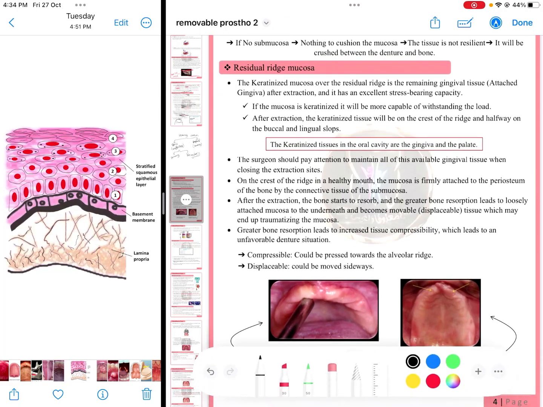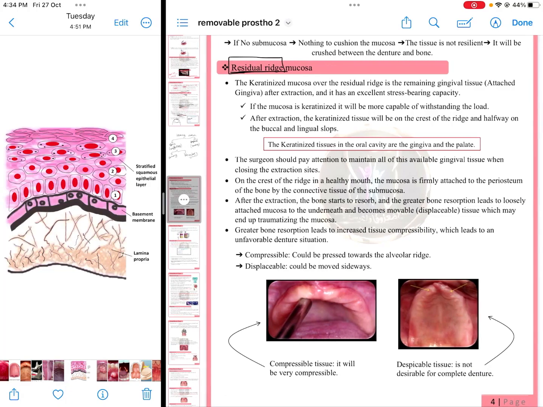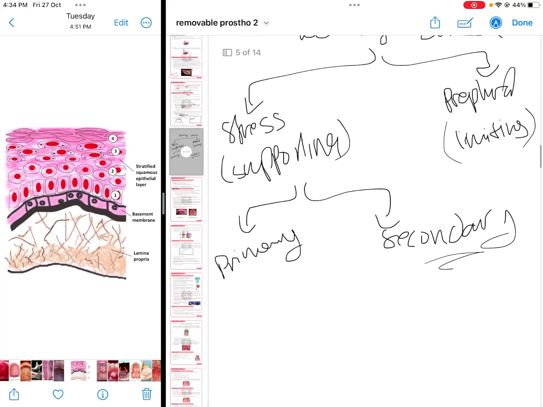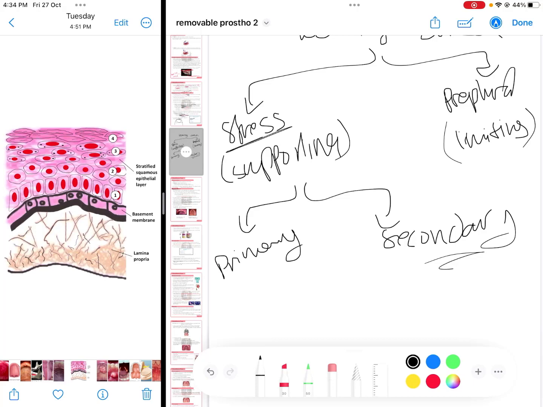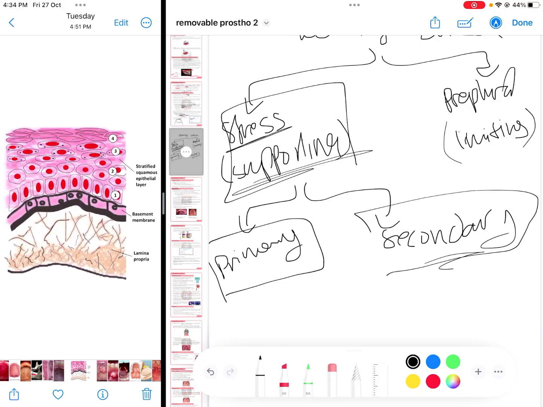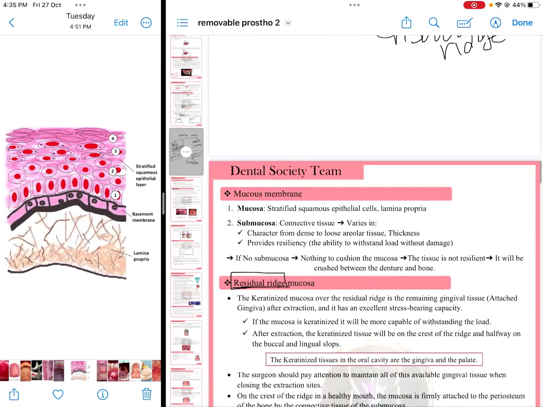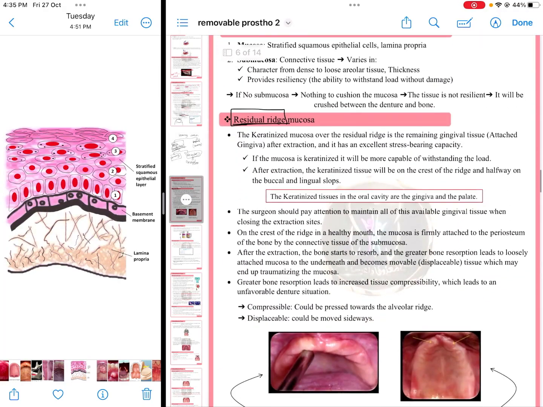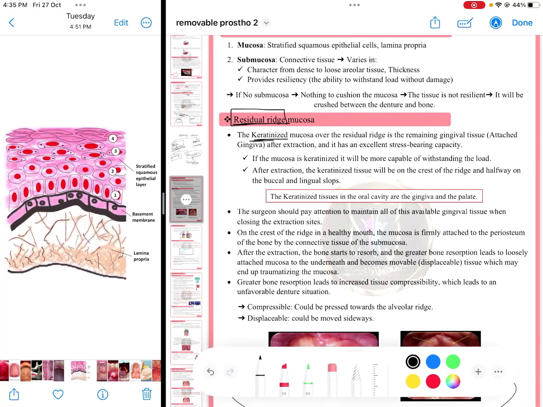Now let's talk about the residual ridge mucosa. To recap, we are talking about the stress-supporting areas. We said that there are primary and secondary areas. Now we are talking about the secondary, which is the residual ridge. So, the mucosa that covers the residual ridge is keratinized.